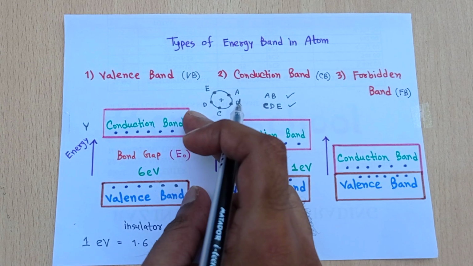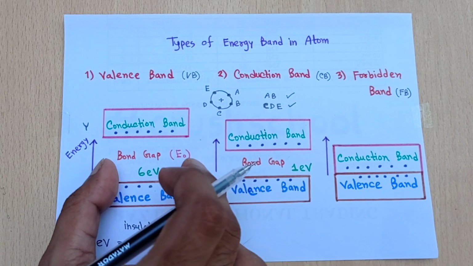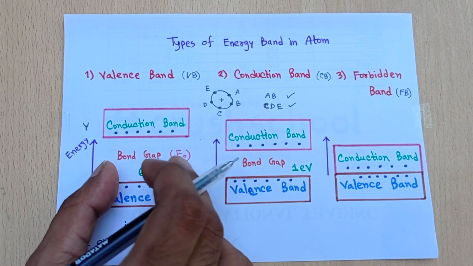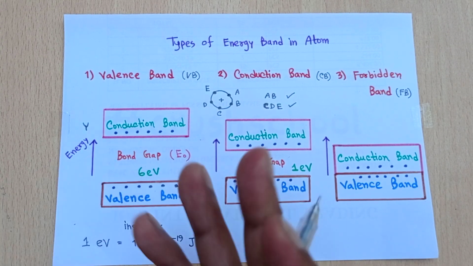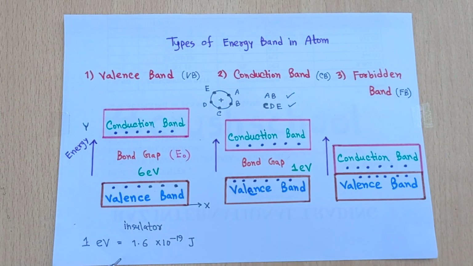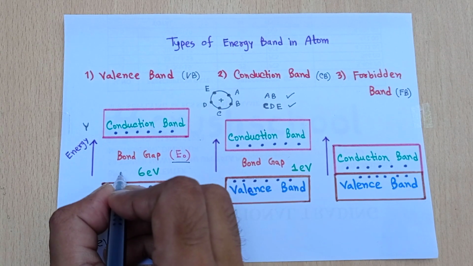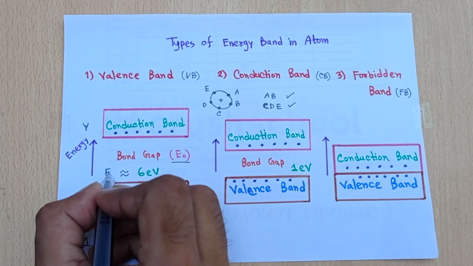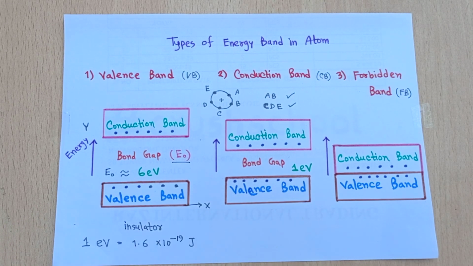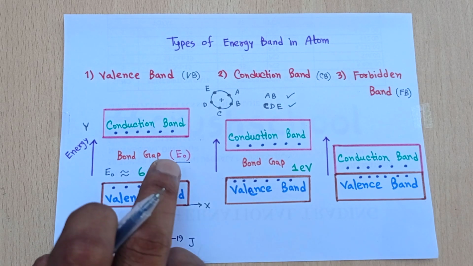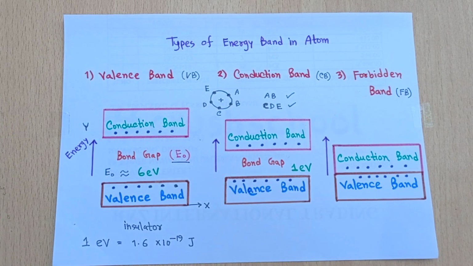So between these energy level bands, one gap is working, and this is called the band gap, and also this is called the forbidden band. And the energy of the forbidden gap or forbidden band is denoted by E naught. So here 6 electron volt is the value of E naught. So for an insulator, the forbidden band gap or energy level is so high, which is 6 electron volt.